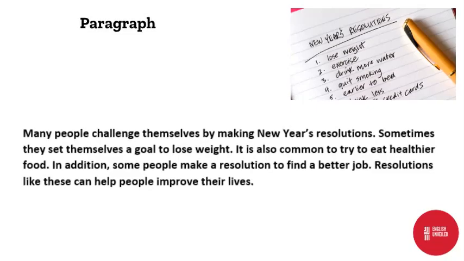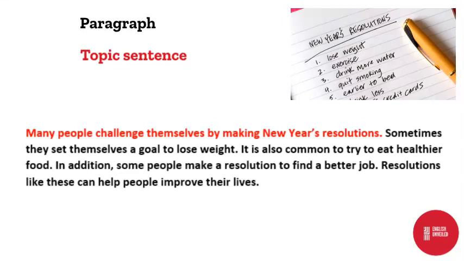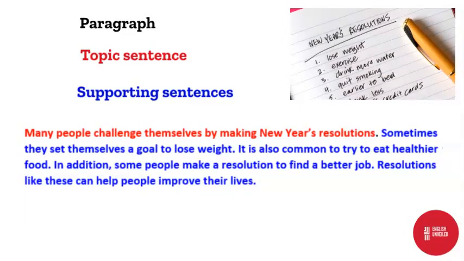A paragraph is a group of sentences about one topic. The topic sentence tells the main idea of the paragraph. It is often the first sentence of a paragraph. The other sentences in the paragraph are called supporting sentences. They are all related to the topic sentence.